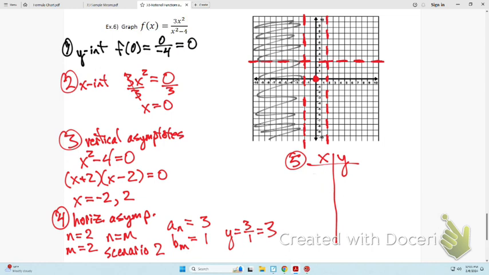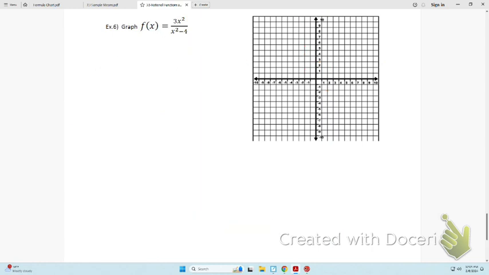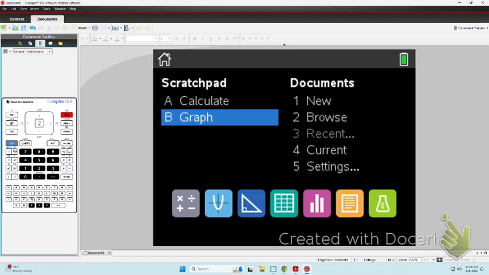Let me actually back up. 2 coordinates in this region, maybe -1 and +1. And then 2 coordinates in this region, because you're going to have 3 parts to this graph. So I'm going to pick -4, -3 for that left region, -1, +1 for the middle region, and +3 and 4 for that right region. You go to the calculator and you type it in.